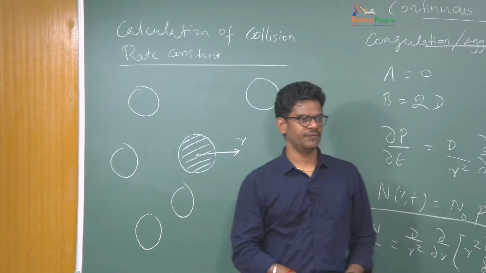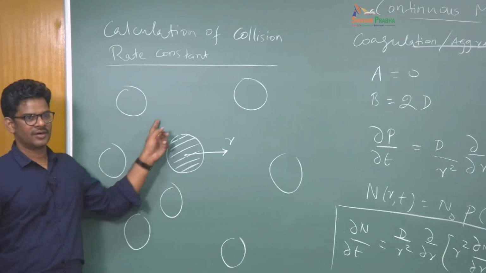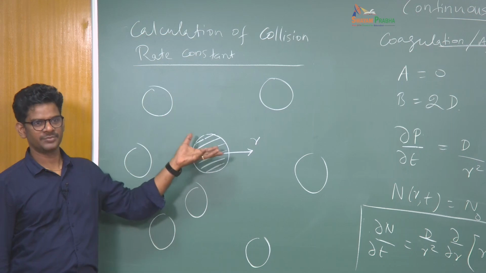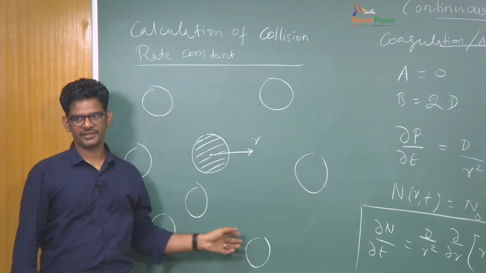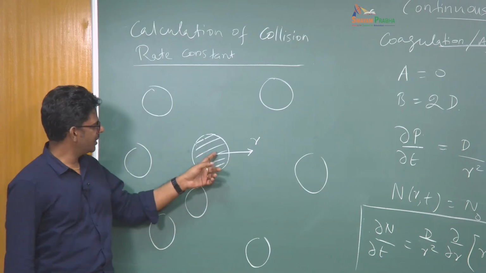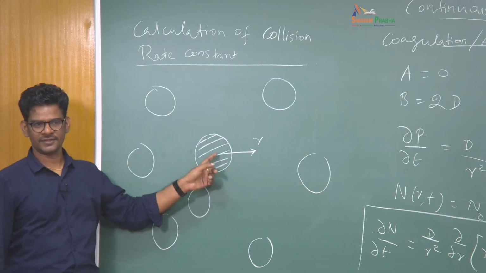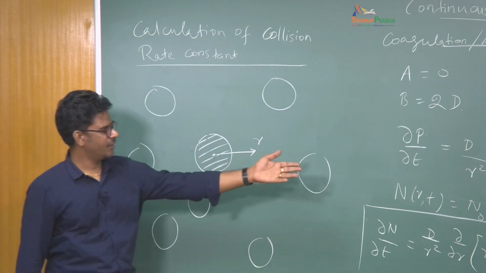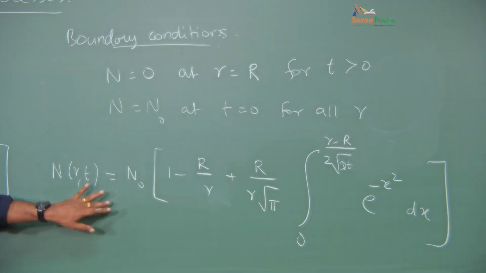So now what we are going to ask is, what is the flux of particles coming to the boundary of this particle? That is basically the rate of collision between this frozen particle and all the other neighboring particles. This can be obtained by looking at the flux of particles at the surface of this particular frozen particle, and flux is something we can calculate because I know the concentration. I can use Fick's first law and get the flux.